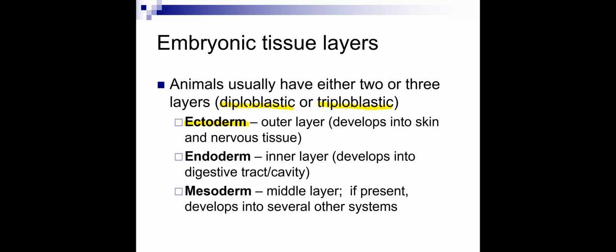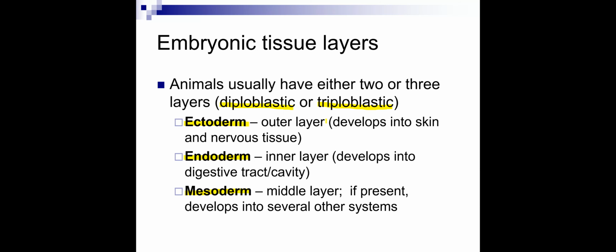There are some animals, your simpler animals, that are going to be diploblastic. They only have two. They don't have the mesoderm. But we have the ecto, the endo, and the mesoderm. And so these words are pretty easy to understand because we know that ecto means out or outside, endo means in or inside, and meso typically refers to middle.